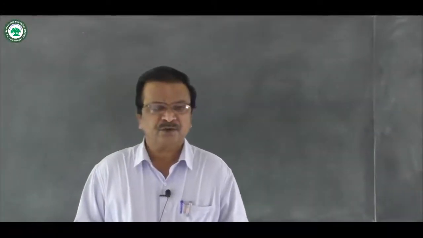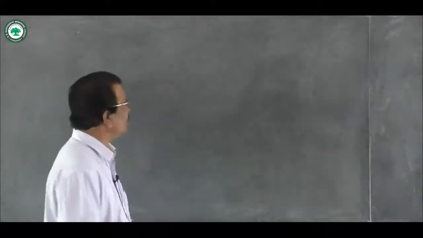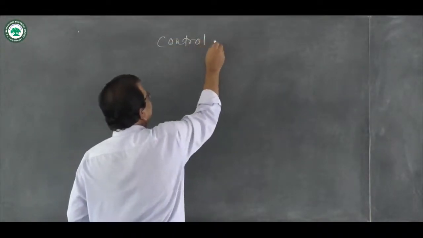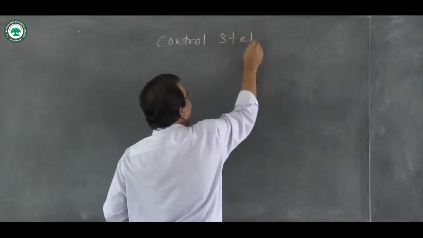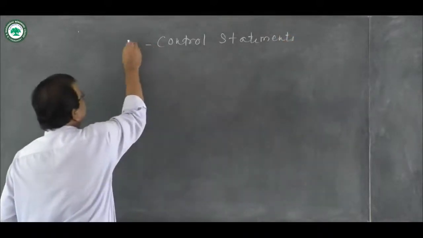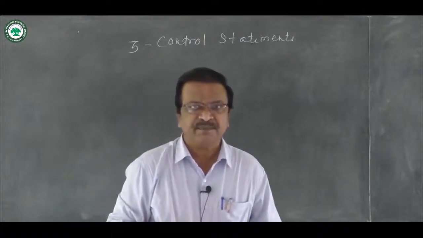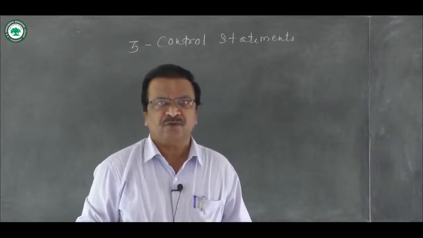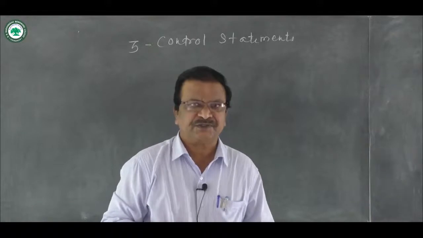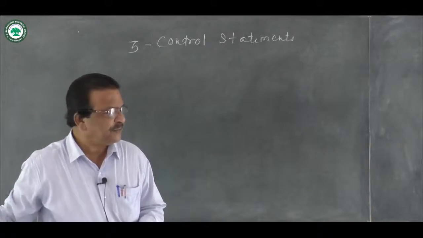Today we are going to see the third chapter of C programming, namely control statements. This is our third chapter. As the name indicates, control statements are used to control the flow. They are used to control the sequence of execution of instructions. Then we have several control statements in C.